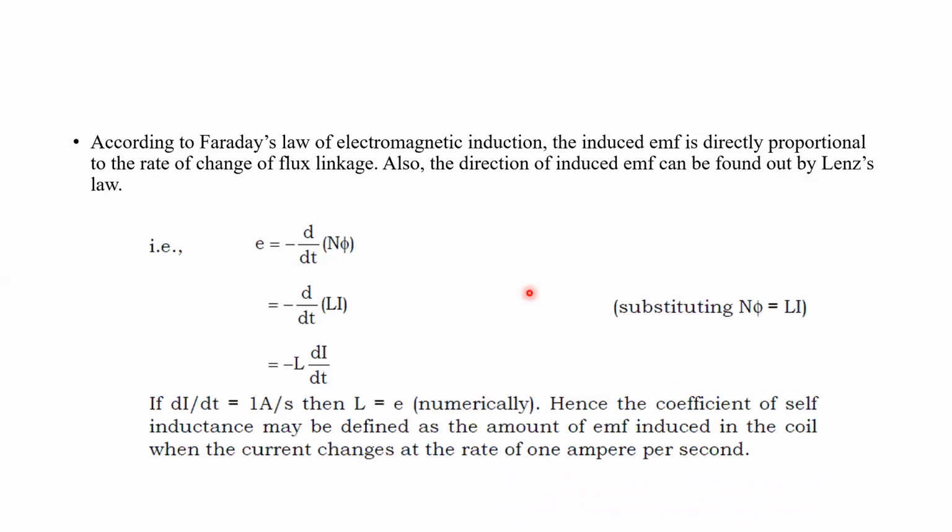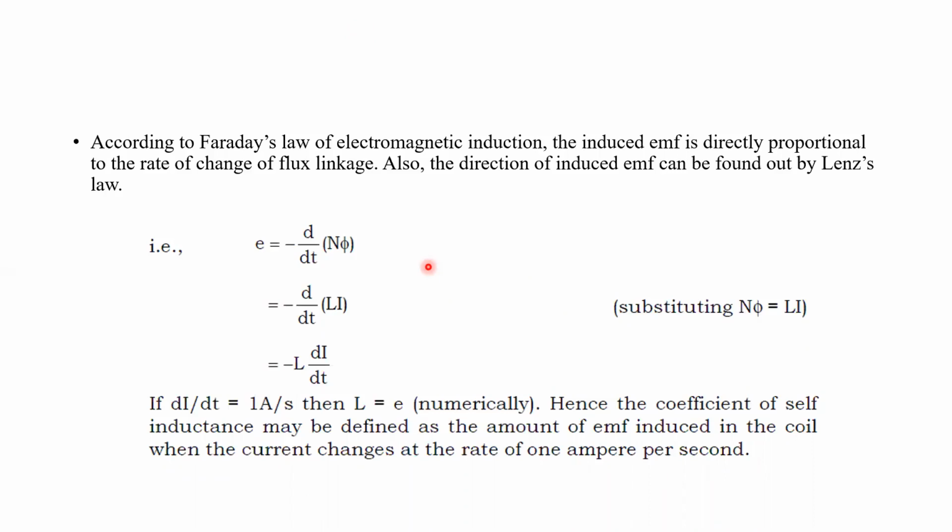E is equal to minus N dφ by dt, isn't it? We know that the magnitude of E is N dφ by dt, and we know that Nφ is equal to Li. Therefore, E is equal to minus d by dt of Li. L is a constant. Therefore, I can write E as minus L di by dt. Suppose di by dt is 1 ampere per second, then L is equal to E.